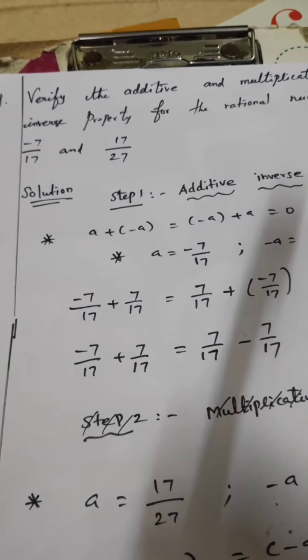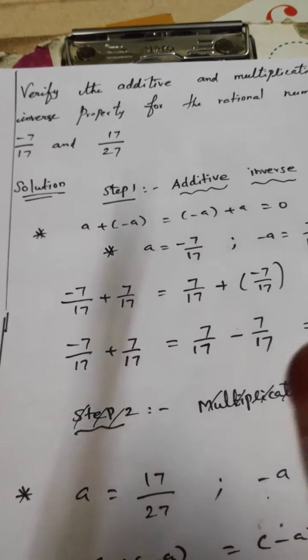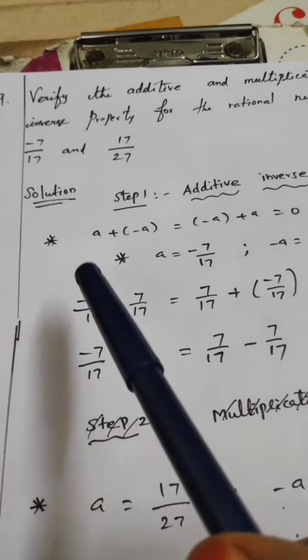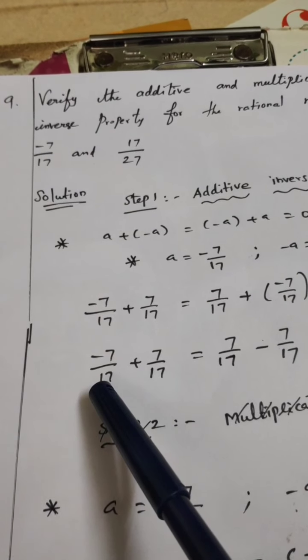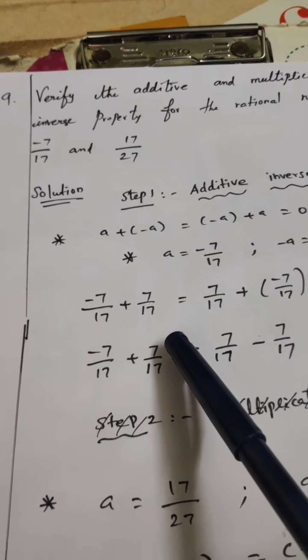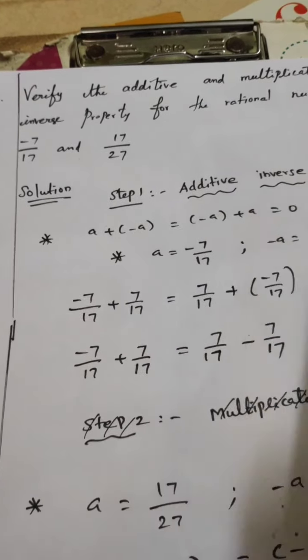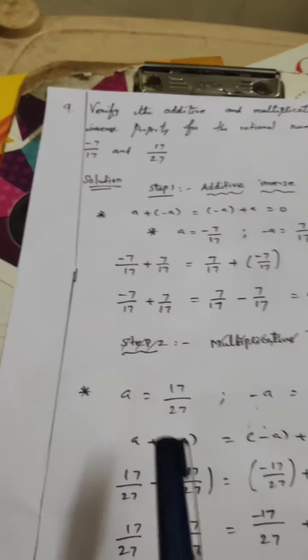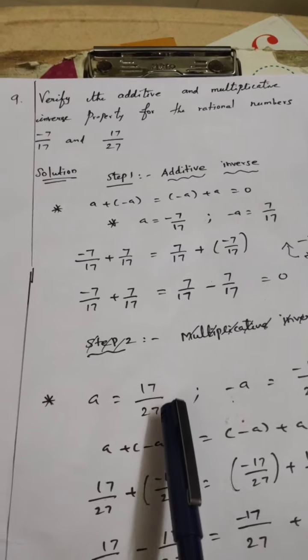2 minus 2 is equal to what? The answer is 0. 5 minus 5 is equal to 0. It's the same, only here it's 5 instead, and here it's minus 17 by 7. The opposite sign is plus 7 by 17. That's all. Next, a value equal to 17 by 27.